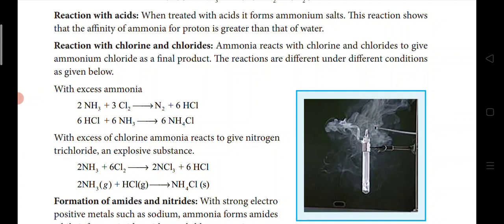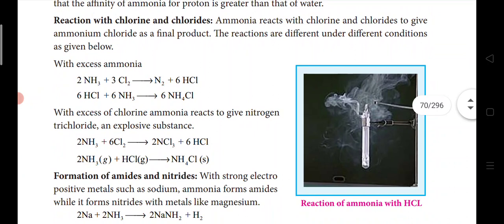With excess of ammonia, this could be asked in 3 marks. With excess of ammonia, chlorine reacts to form nitrogen and hydrogen chloride, and with excess of hydrochloric acid and ammonia, you can see ammonium chloride is formed. With excess of chlorine, ammonia reacts to give nitrogen trichloride, which is an explosive substance.